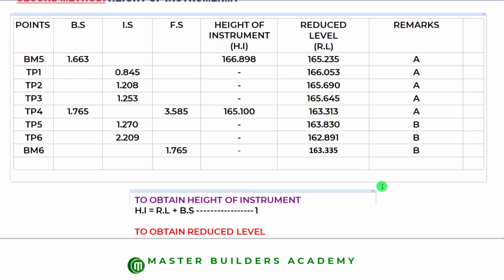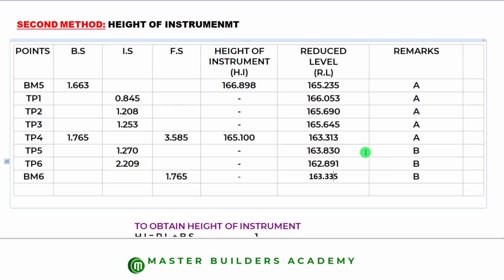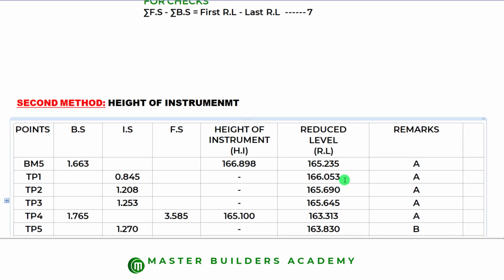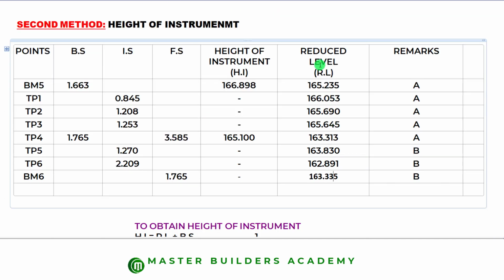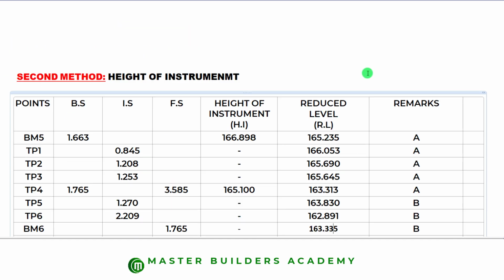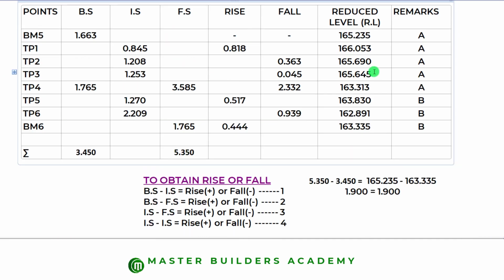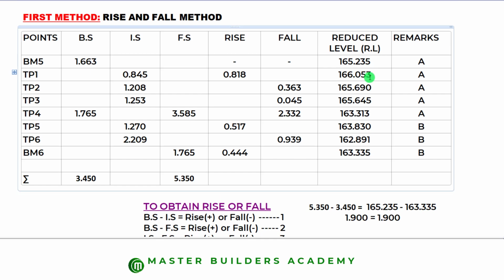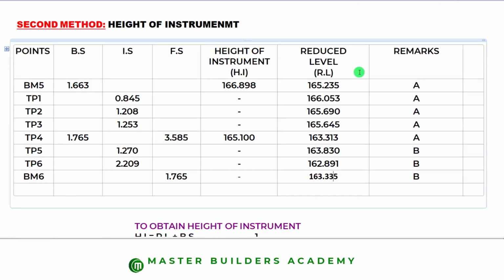So guys, we have been able to fill the table accurately. Now, one of the things that you need to check is that after performing this iteration process, you must check that the reduced level you have using method 2 is the same as the one you had using method 1. Very, very important. You must have the same reduced level all through the points, whichever method you use.